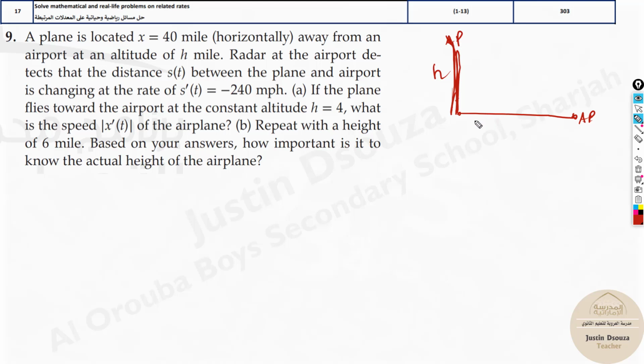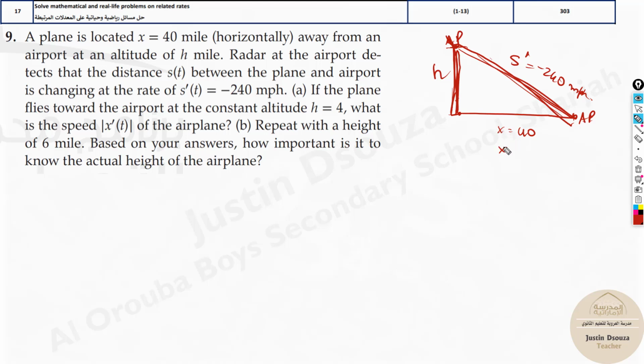This is the airplane, which is 40 horizontal miles away. Horizontally, x is equal to 40. Now, a radar at the airport detects that the distance s of t between the plane and the airport is changing at the rate of minus 240 miles per hour. So for this distance from the plane to the airport, we don't know the distance, sorry, the rate of change s dash is given as minus 240 miles per hour. Now, if the plane flies towards the airport at constant altitude, the altitude is same, h is 4. What is the speed x dash?